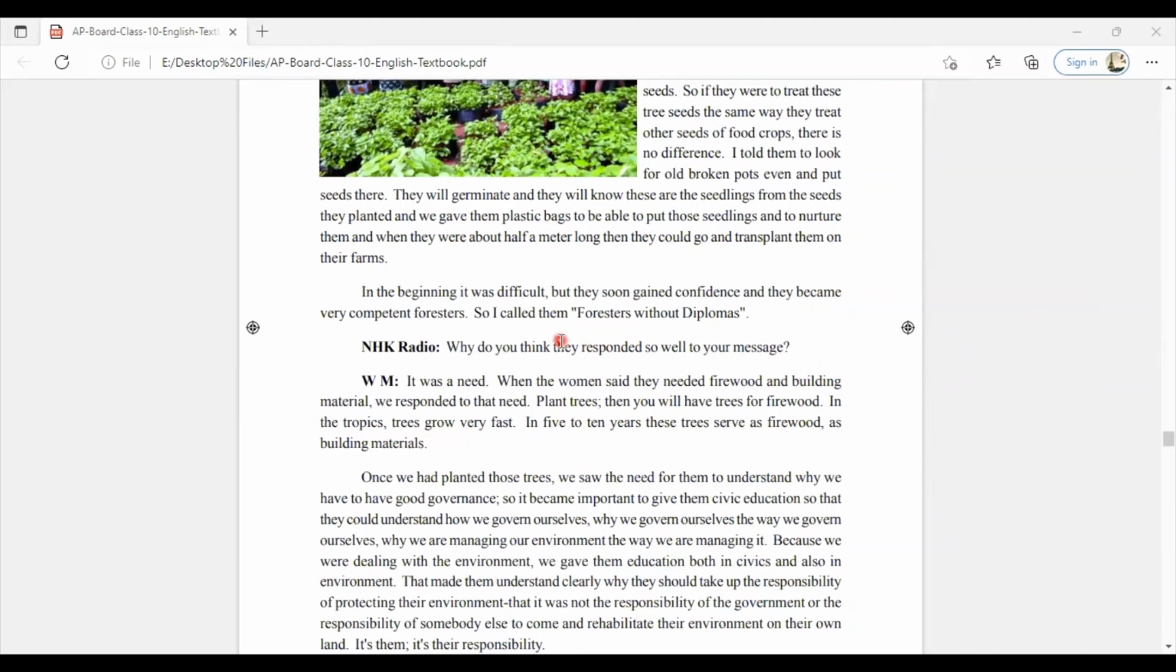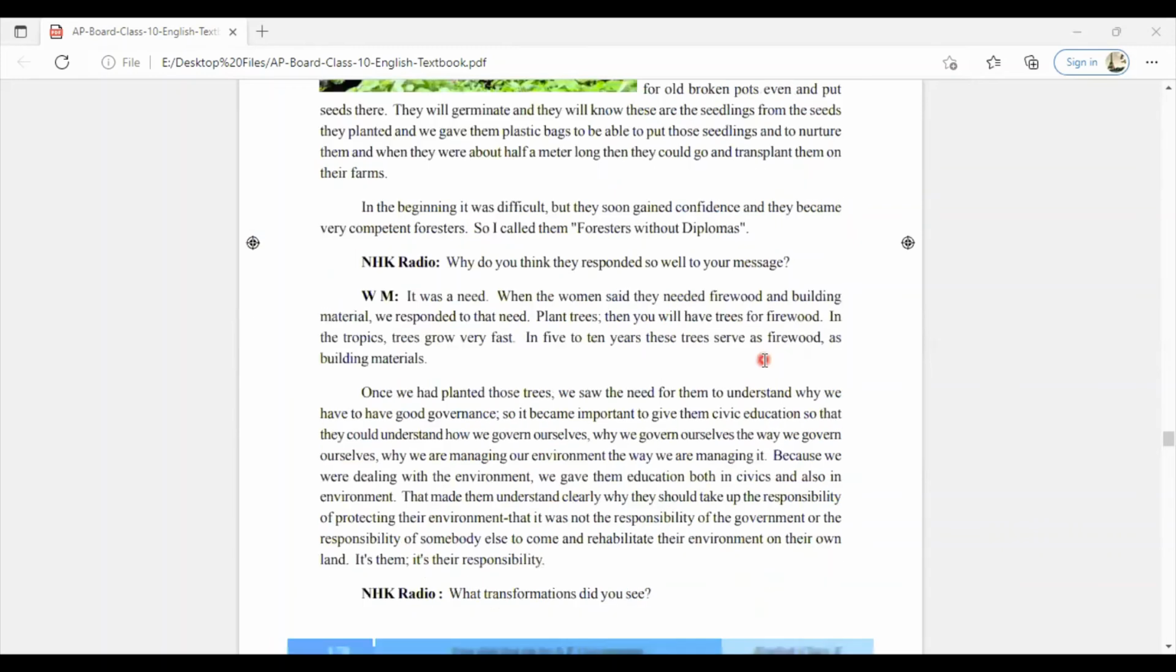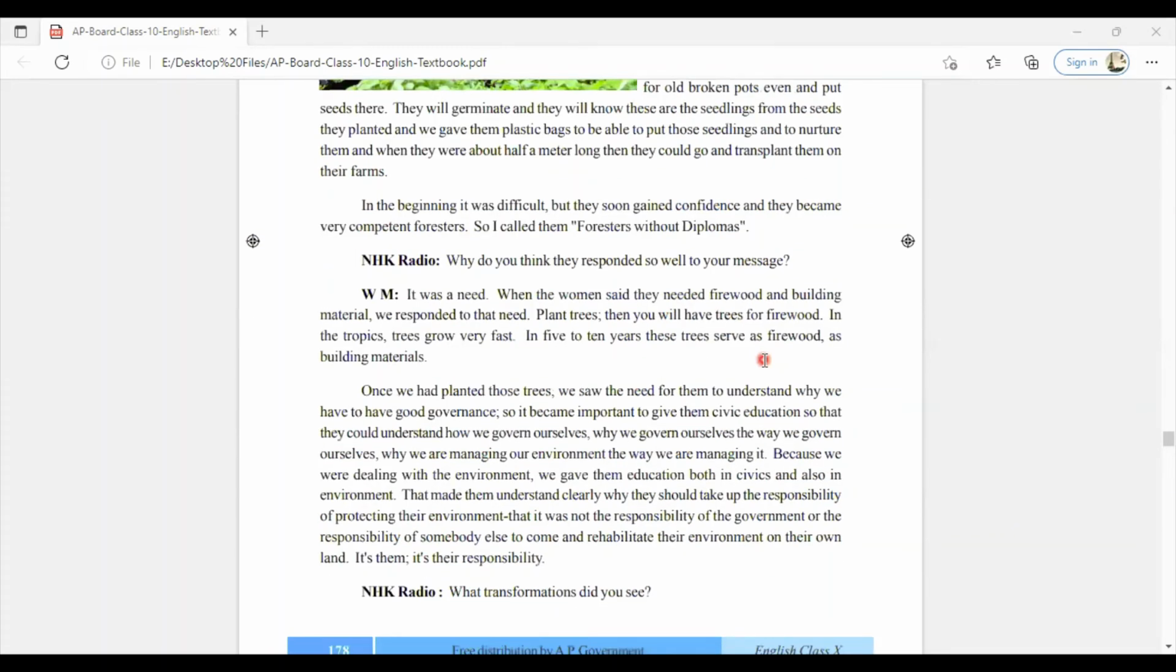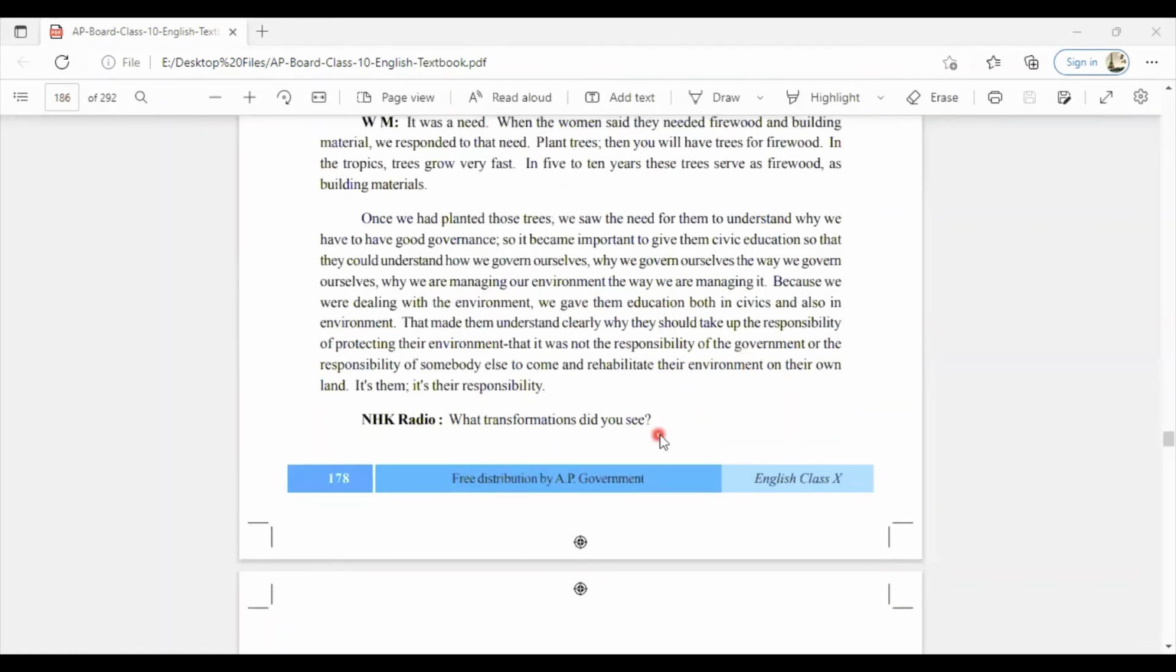So now, Wangari Maathai, what do you think, how did they respond to her message? So it is a question raised. What is the question raised by the NHK radio? Why do you think they responded so well to your message? Now, Wangari Maathai thinks that the women responded well to her message because it is a need for them actually. She has seen three transformations. What is the meaning of transformation here? Three changes.